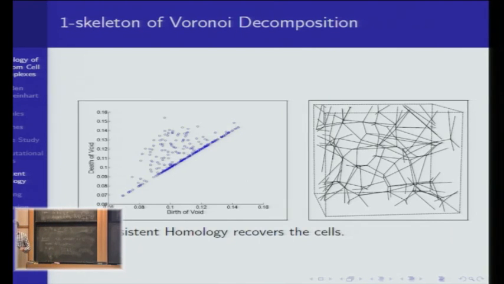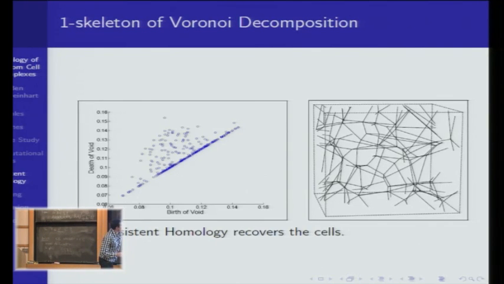Yeah. OK. So we can take a look at the one skeleton of a Voronoi decomposition. And we could try to, so that's a one-dimensional cell complex. That's the skeleton of a 3-dimensional cell complex by definition. And you can see here that we recover the 3-dimensional cell complex structure. Or rather, we haven't recovered the structure yet. We've recovered the cells. Recovering the structure is something I'm working on now.